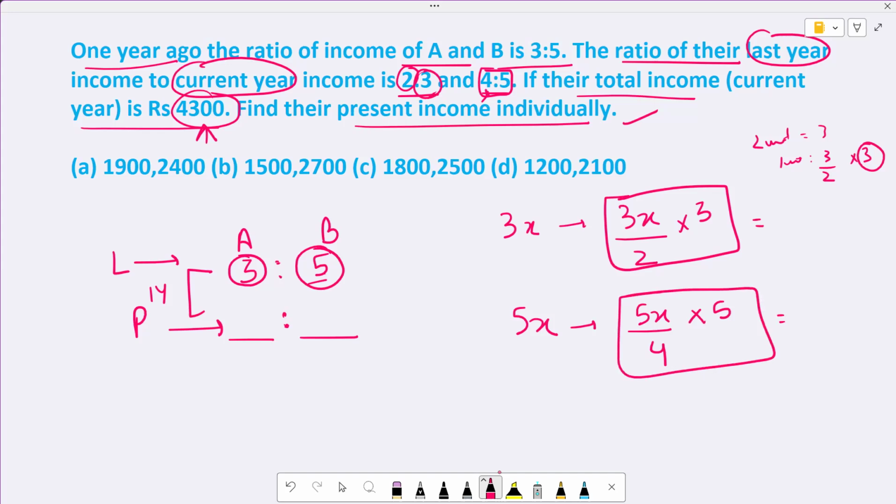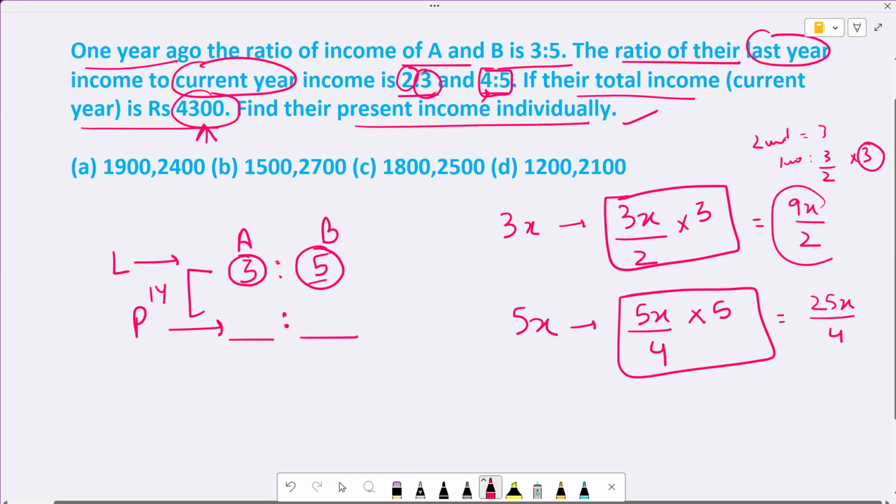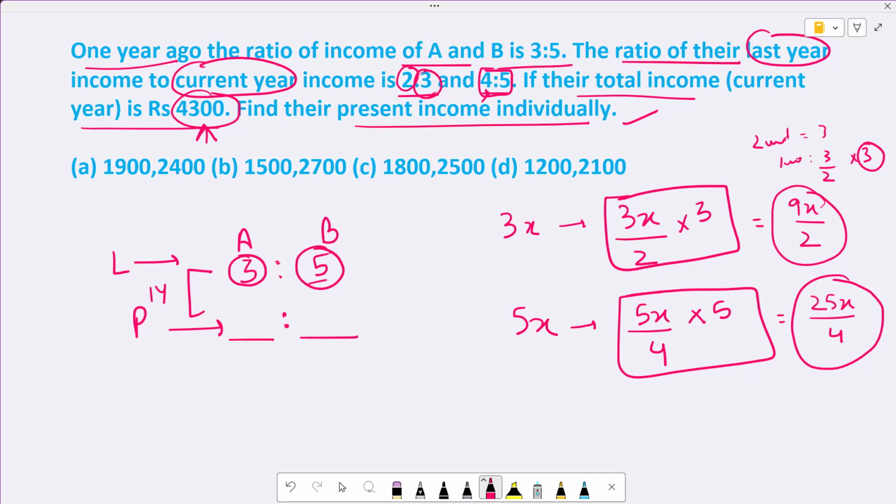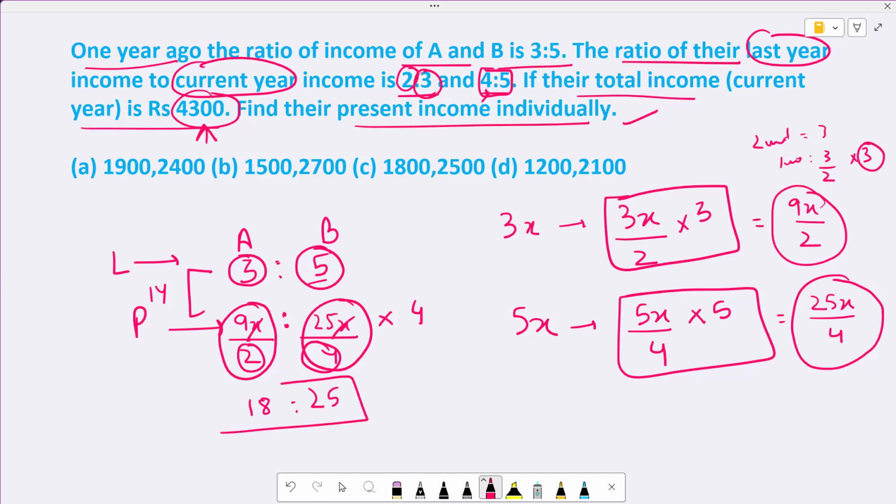So with this we get here 9x upon 2, and here we get 25x upon 4. These are the ratios of their present income, which we had to find. So we can write here 9x upon 2 and 25x upon 4. Now, because we know that in a ratio when we have denominators we cancel them, we can simply multiply them by 4, and what we'll get here will be equal to 18. Ratio x will cancel obviously, and here we'll get 25. So 18:25 is the ratio.